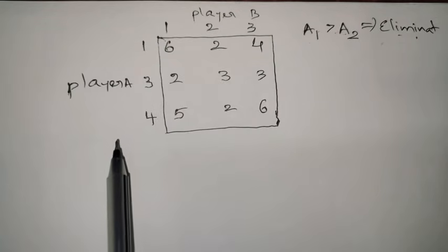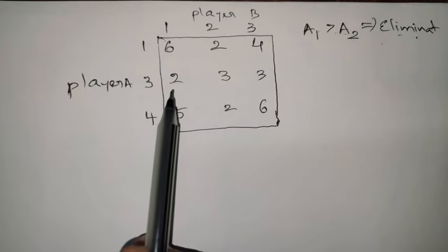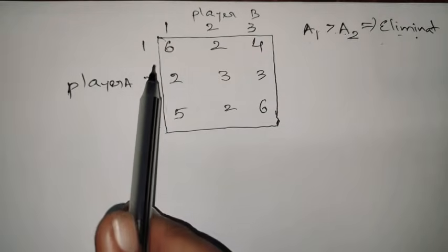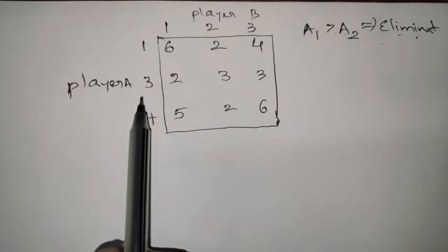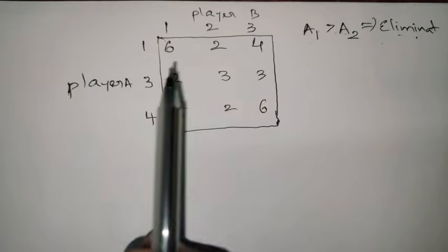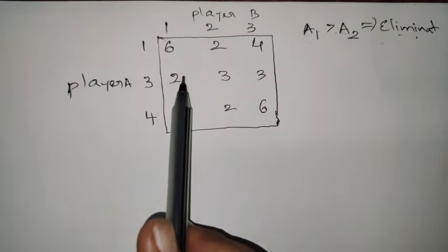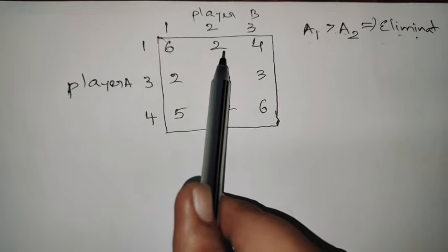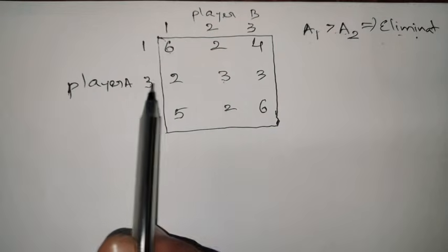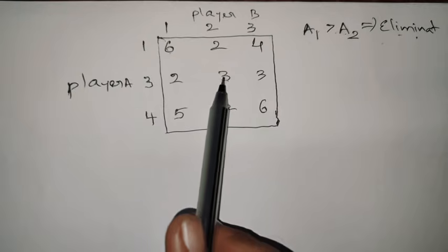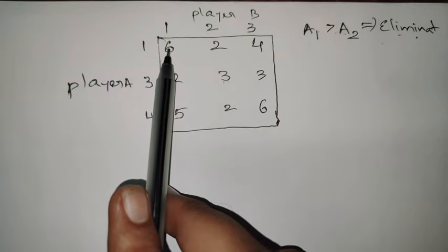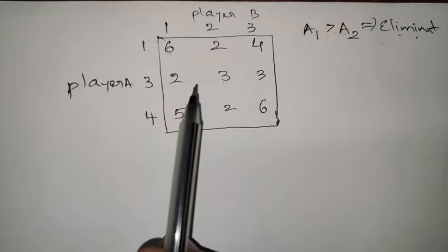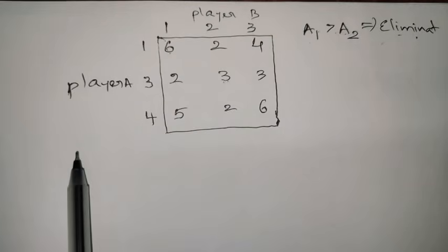If you check the row dominance, now take the combination of 1 and 3. Compare 6, 2. Row 1 is higher. 2, 3. Strategy 3 is higher. So here the first row is higher, and here the second row is higher. So it is not a possible combination.